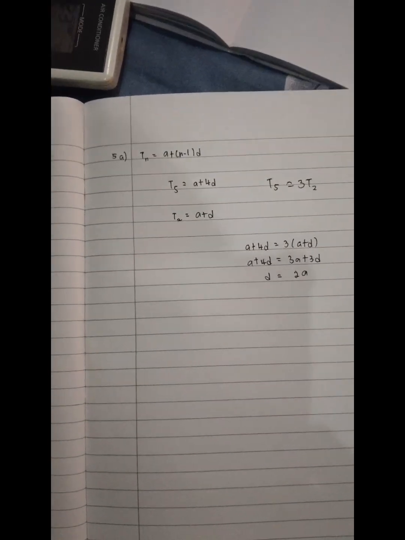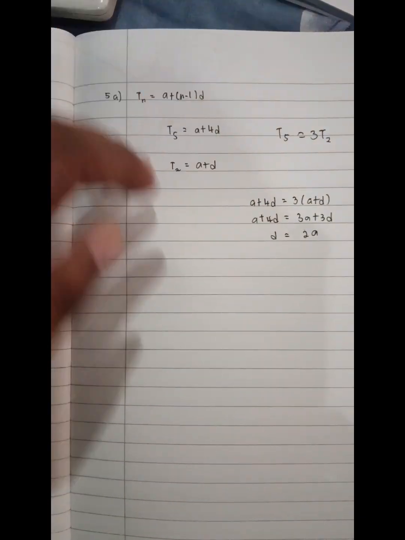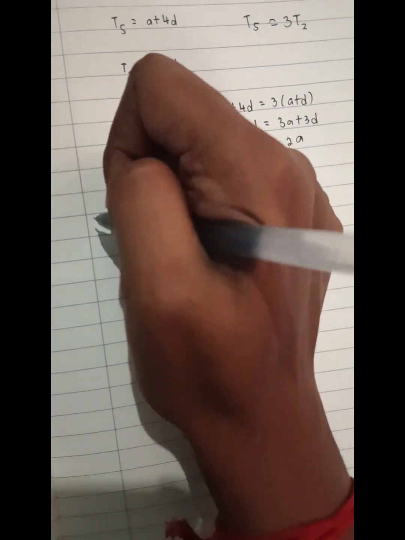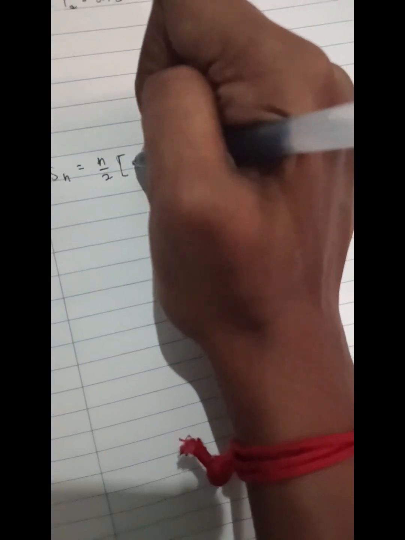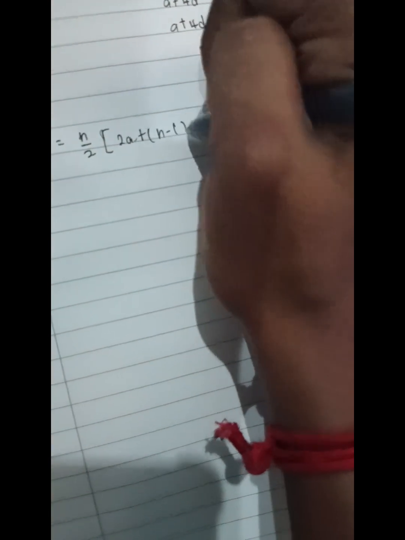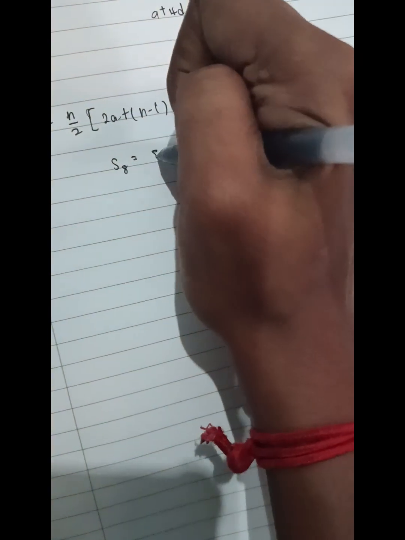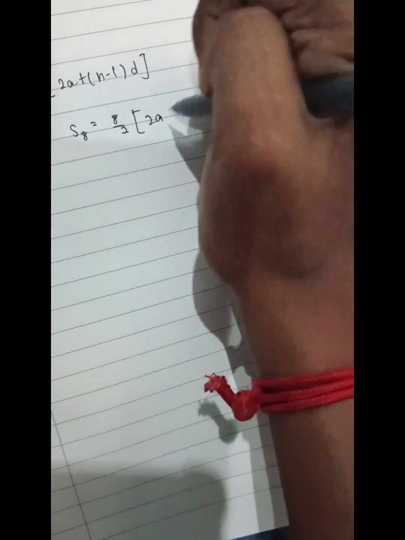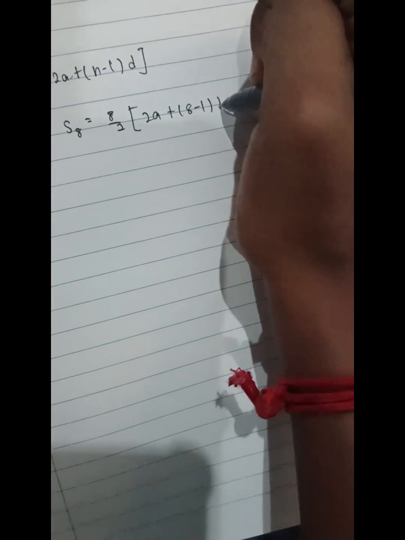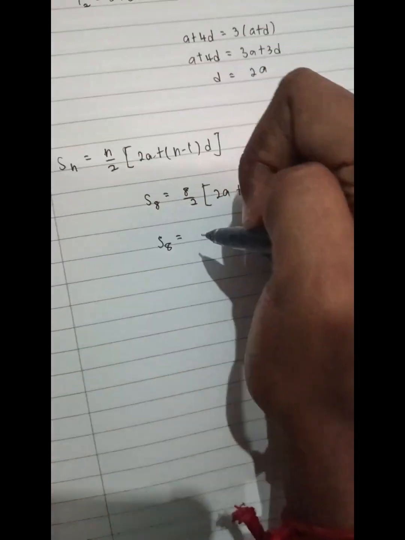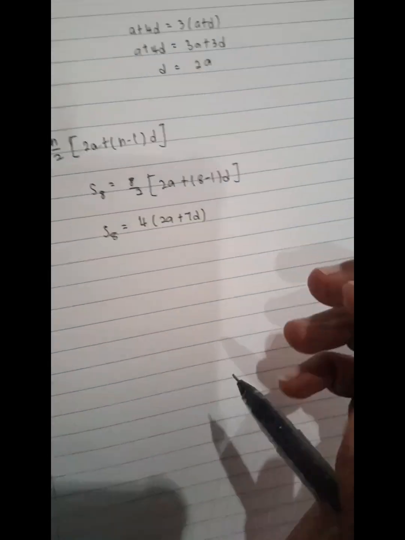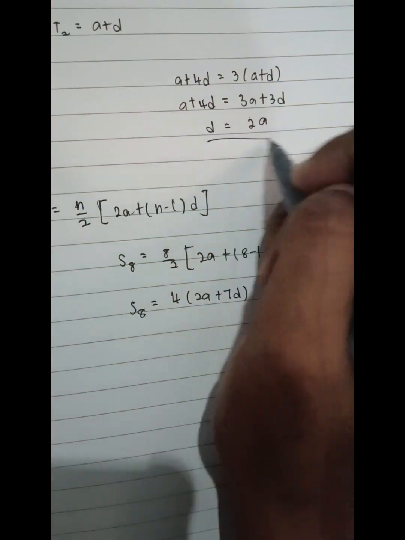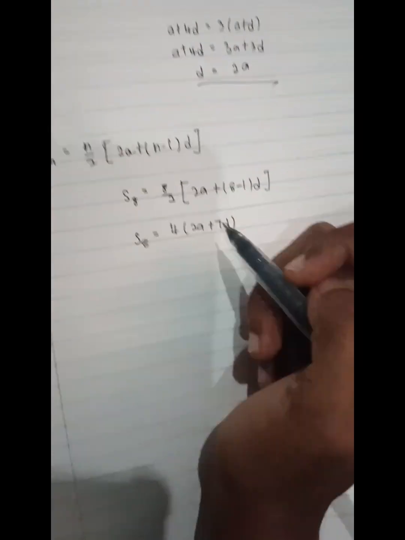The sum of the first n terms of an arithmetic progression is given by Sn equals n over 2 bracket 2a plus (n minus 1)d close the bracket. So the sum of the first 8 terms equals 8 over 2 bracket 2a plus (8 minus 1)d close the bracket. So the sum of the 8 terms equals 4 bracket 2a plus 7d. Substitute d equals 2a into the sum of the 8 terms.